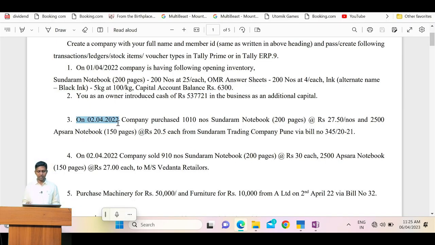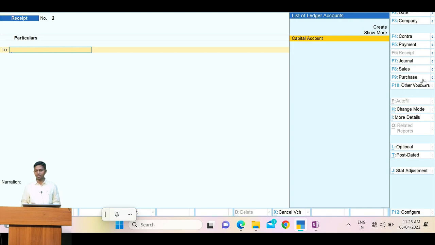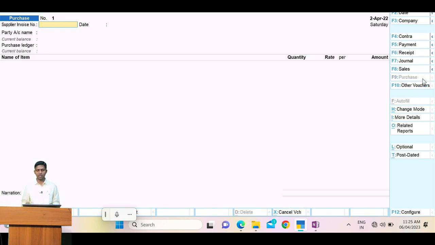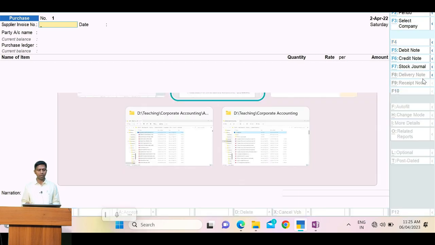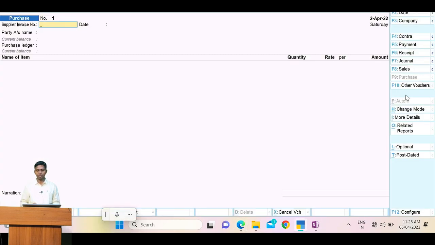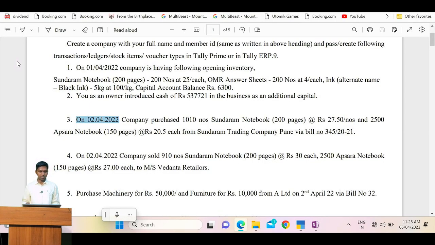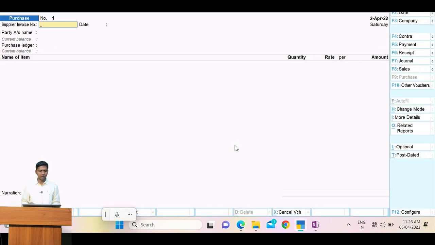Okay, now on 2nd April, you have purchased goods. Purchase, that means which voucher type? As I said, purchase voucher. Select purchase voucher type, F9 option. In F9, whatever Tally is asking, provide that. So many types of purchase vouchers are there, but we want invoice mode only. In invoice mode, you get item name, bill, invoice, items, rate, as in a bill. This is purchase invoice type. And in this they are asking us first for the invoice number.